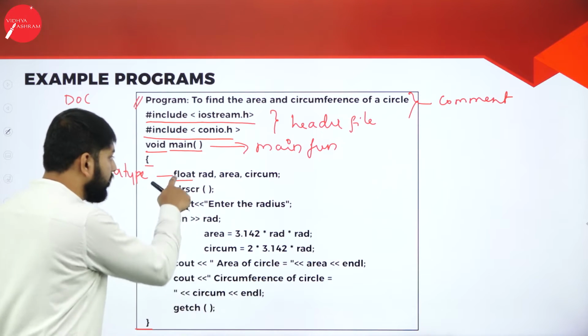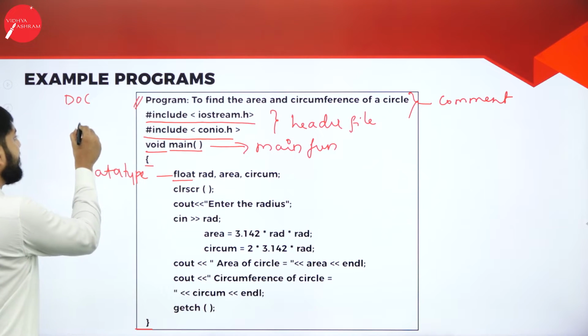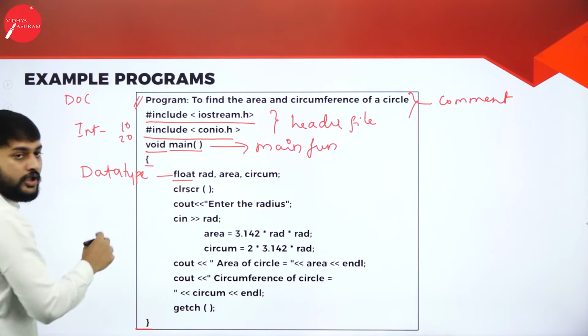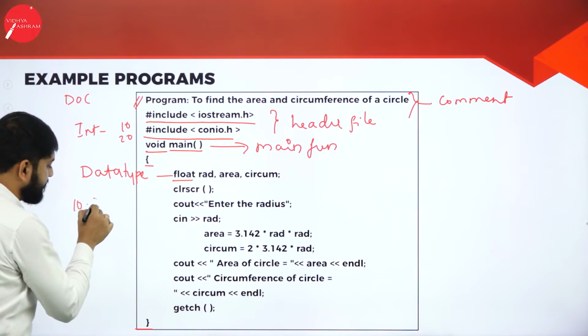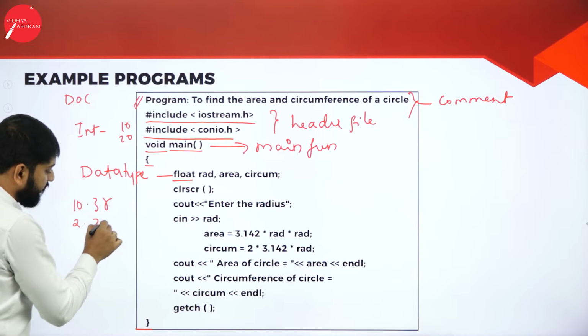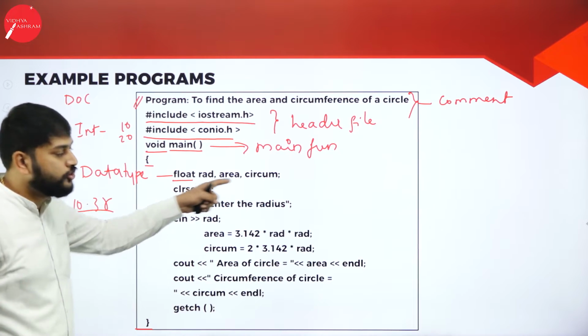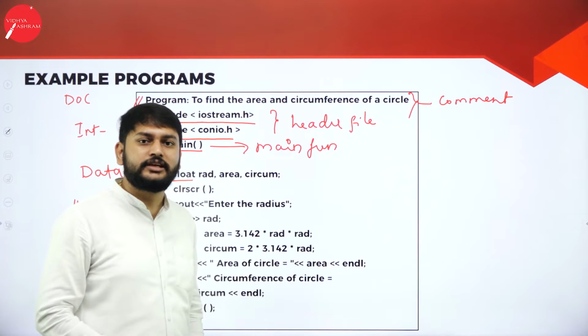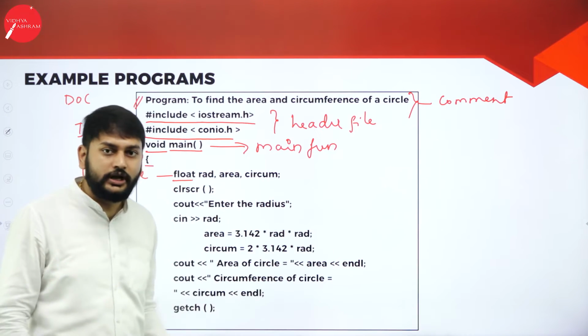Why are you using float? So remember, integer means I'll be able to store integer values like 10, 20, 30. Float means 10.35, 20.35. So these floating points I will be able to store. Why are you taking float only, sir? You can take integer. How do you come to know that you have to take float only?